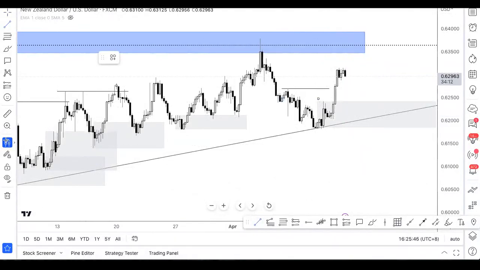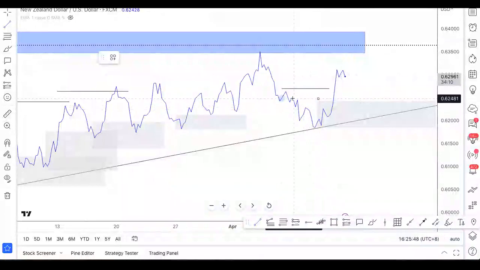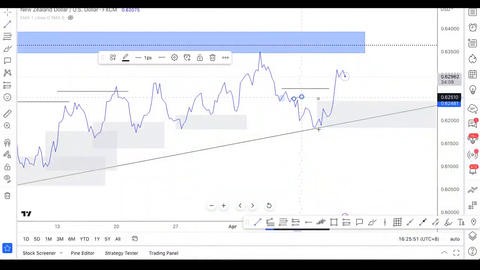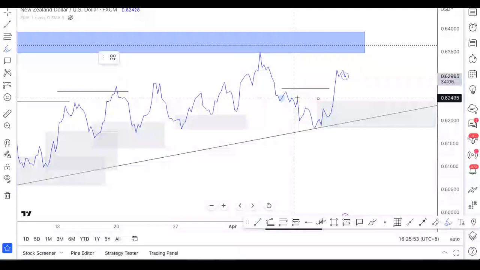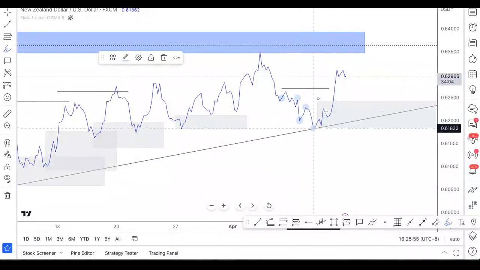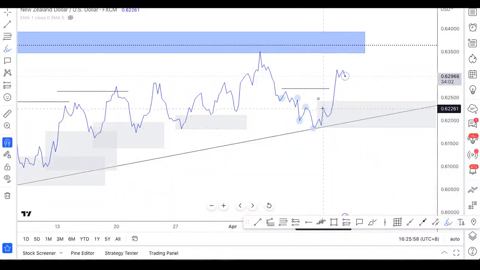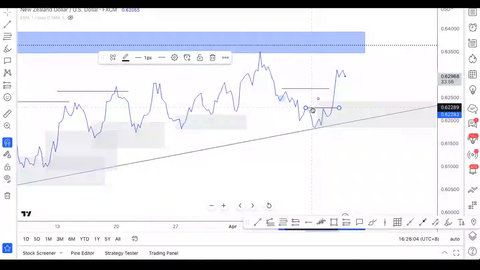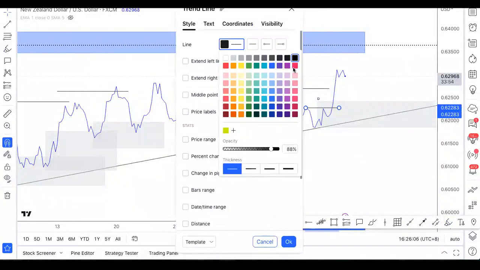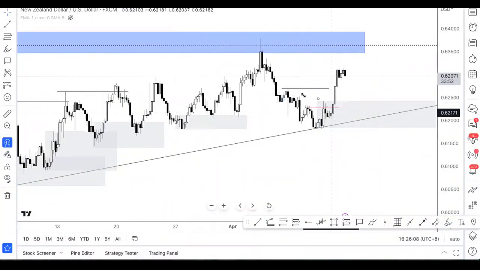If I were to zoom in, you can see subsequent lower lows and lower highs, and then price broke above this high. So this is the last structure on the 4 hours, this area here. So I'll put this in a different color, let's just say in pink. So this is the 4 hours.